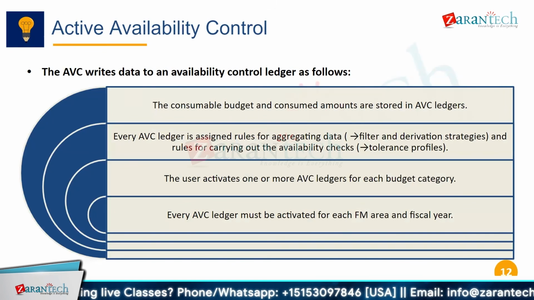The consumable budget and consumed amounts are stored in the AVC ledgers. Every AVC ledger is assigned for aggregating data, filter and derivation strategy, and rules for carrying out the availability check. The user tolerance profiles, I will make a note.